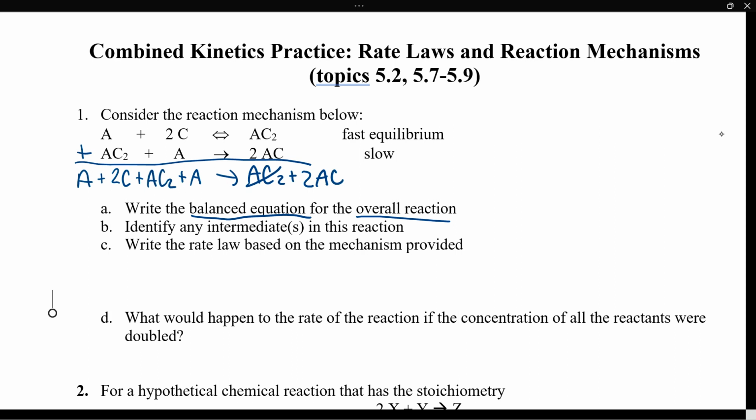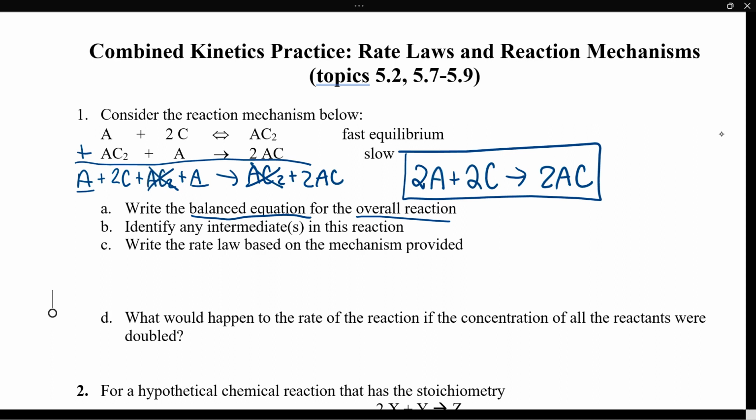So notice how I've got an AC2 on the left and on the right. And then over on the right, notice how I have two A's. So instead of writing A plus A, I'm going to rewrite it as 2A, and 2C combined to make 2AC. So this is what we call the overall reaction.